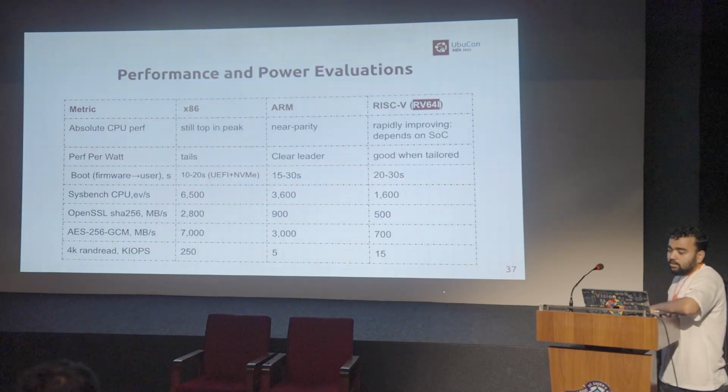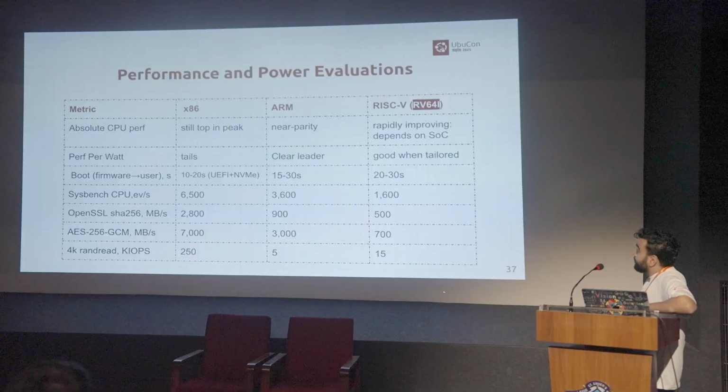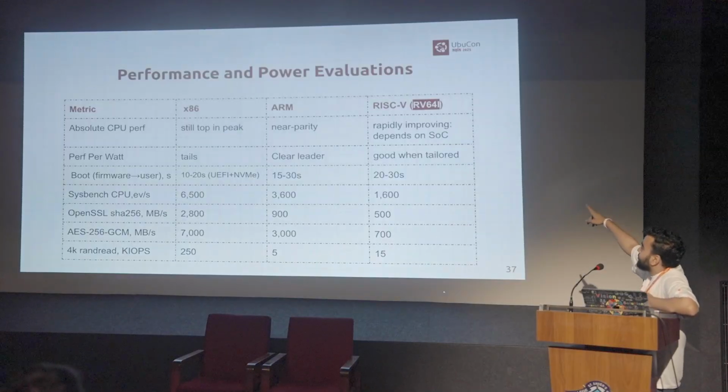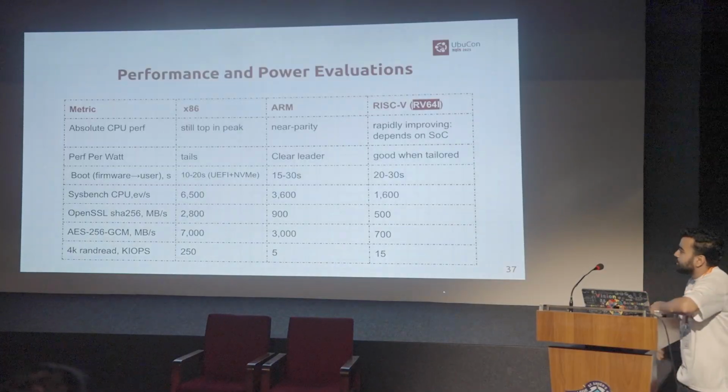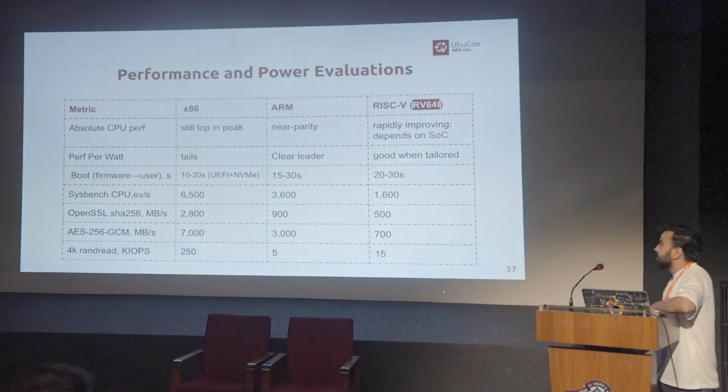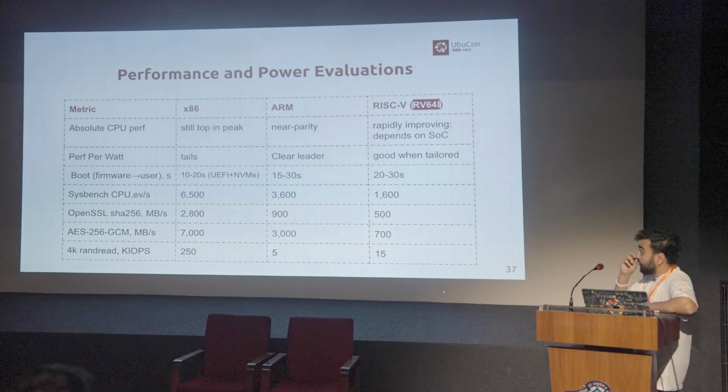So here is a table. x86 is still at the peak when compared on CPU performance. ARM is near parity, and RISC-V is rapidly improving. We are talking about the RV64, the 64-bit one. And for performance per watt, x86 is not the leader. We know ARM is the leader in the energy efficiency domain, and RISC-V is better when it's tailored, like the demo we are going to see soon. And regarding the boot time, we also lag there.